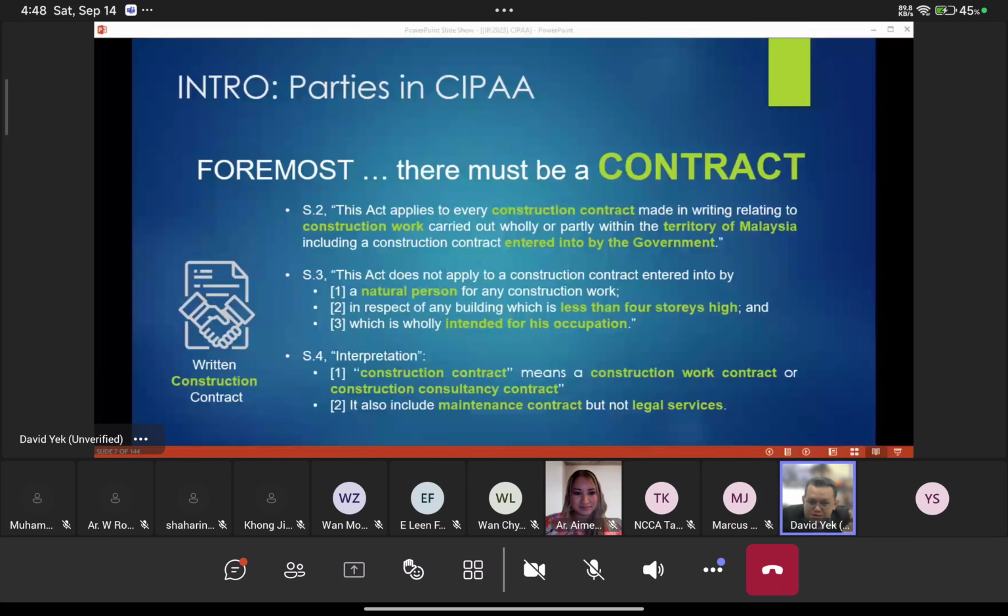Whereas, because of COVID, I lost another 200 ringgit. Now this is loss. So loss cannot be dealt with in SIPA. It has to be dealt with in arbitration or litigation. Okay, so this is something you have to understand.